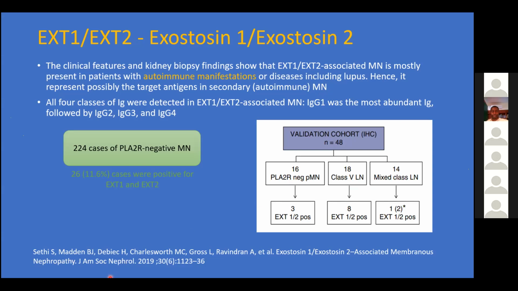And in the study by Sethi et al. in 2019, of 224 cases of PLA2R negative membranous nephropathy, 26 cases were positive for exostosin 1 and 2. Here we can see that out of these, 18 cases were class 5 lupus nephritis and 14 were mixed class lupus nephritis.